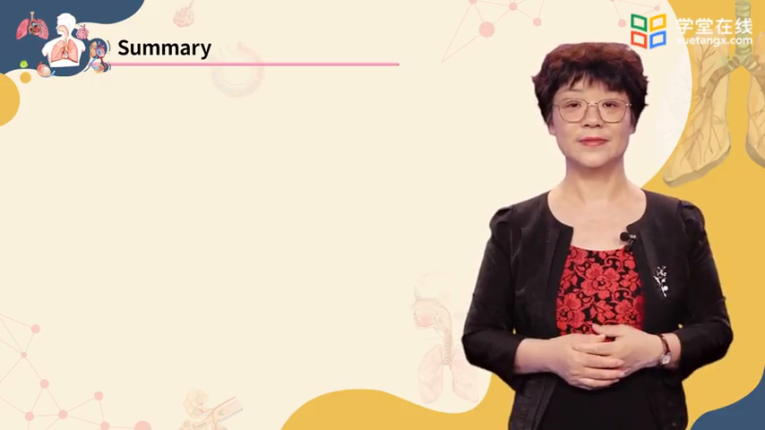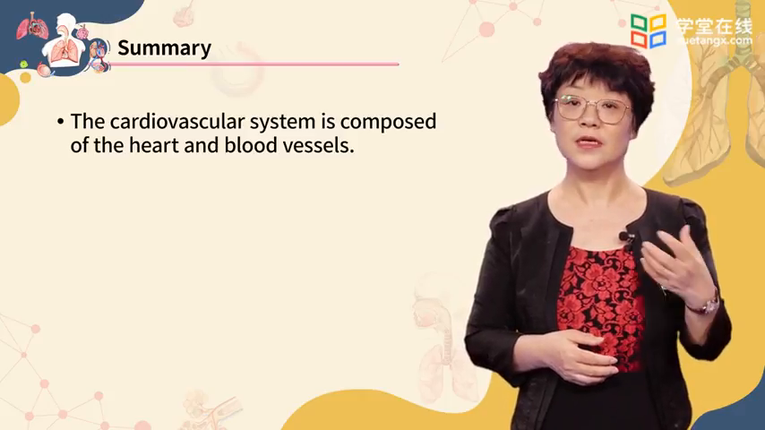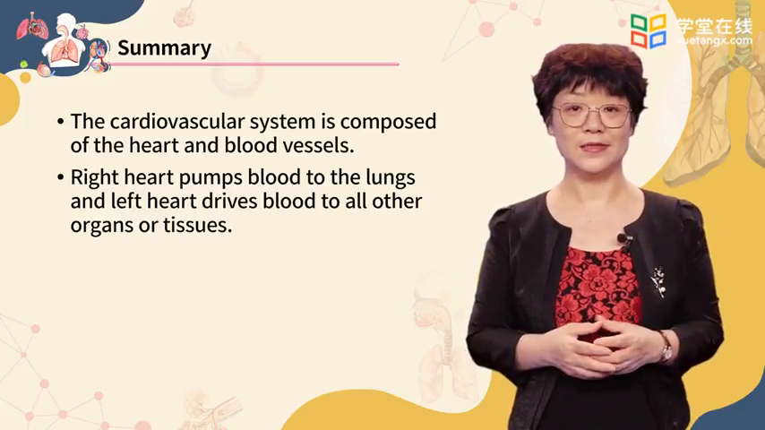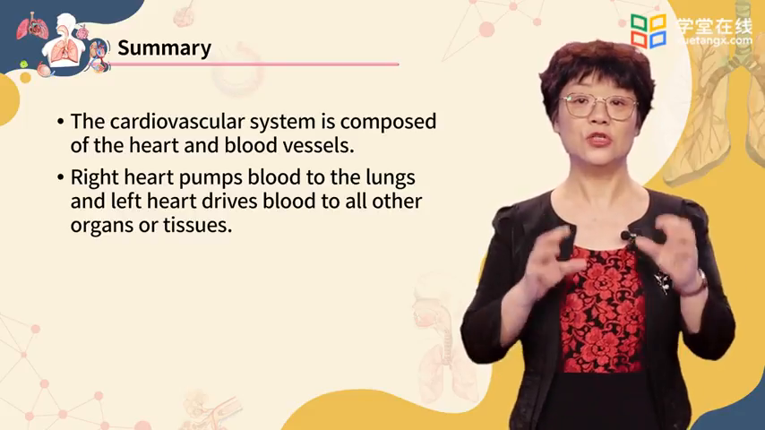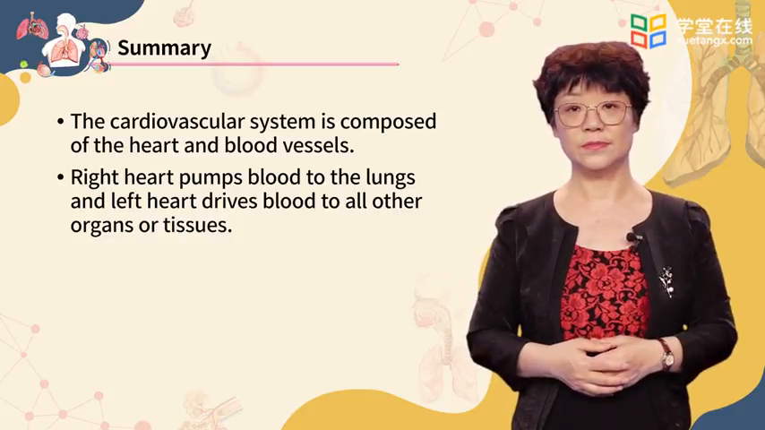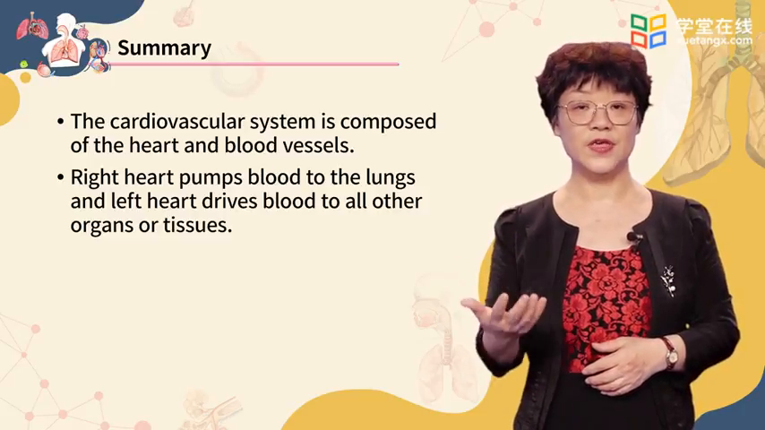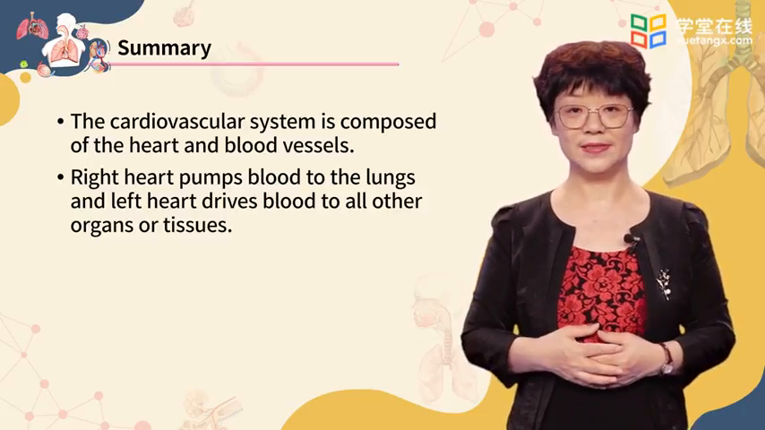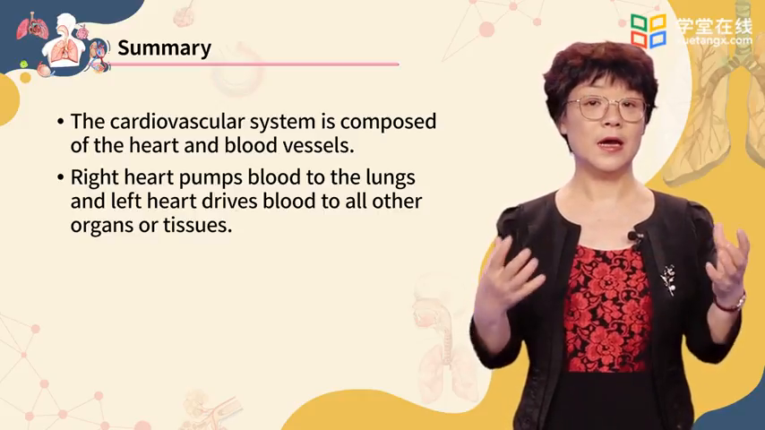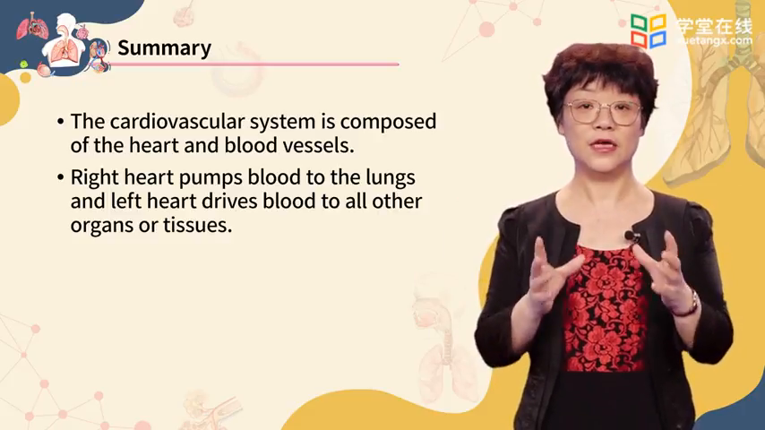In summary, the cardiovascular system is composed of the heart and blood vessels. The right heart pumps blood to the lungs, and the left heart drives blood to all other organs and tissues. Blood vessels include arteries, veins, and capillaries. The heart is a syncytium. All the cardiac muscle fibers contract and relax like a single unit.